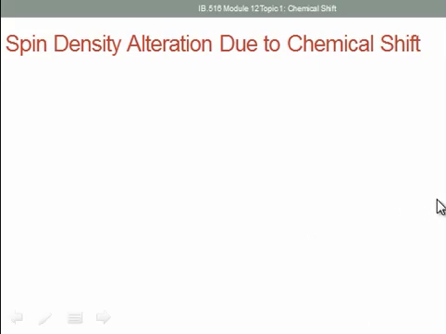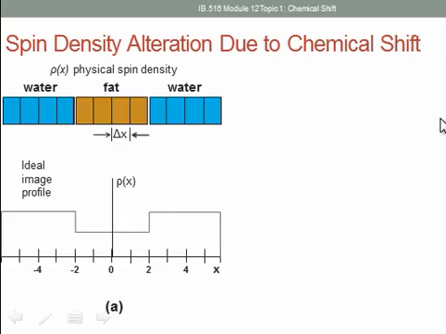So what you see in the image then, you see bright bands and dark bands because of this shift. So it's important then to talk about the spin density alteration due to the chemical shift. On the left, I'm showing you 12 voxels, where the first 4 are water, the next 4 are fat, the next 4 are water. On the bottom here, I'm showing the ideal image profile. So this is the signal intensity as we go across the voxels. Because water has a higher spin density, this is the particular signal intensity for these 4 voxels. Then when we make it to the fat location, signal intensity goes down a little bit, remains constant until we hit water. So we go back up, over, and down.